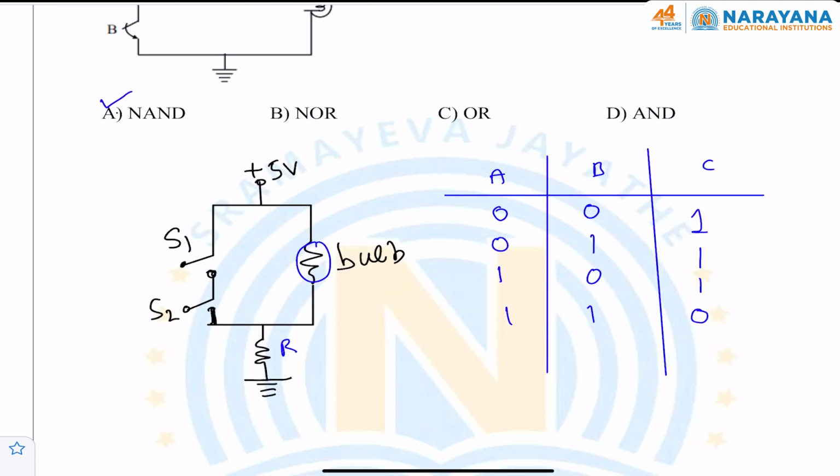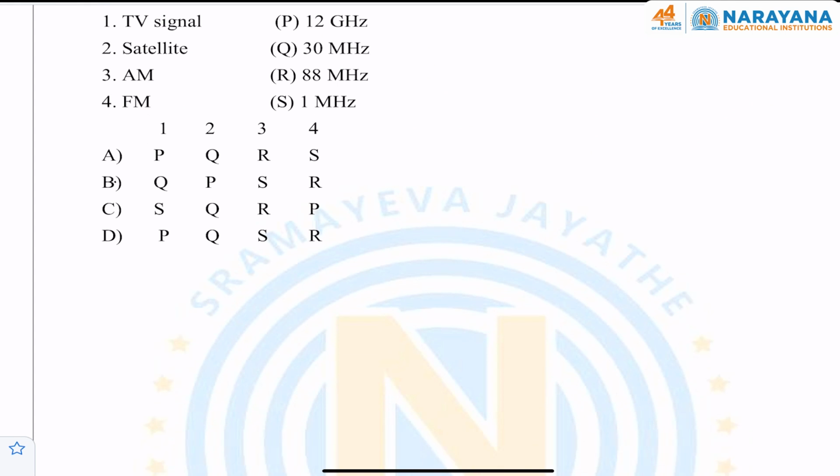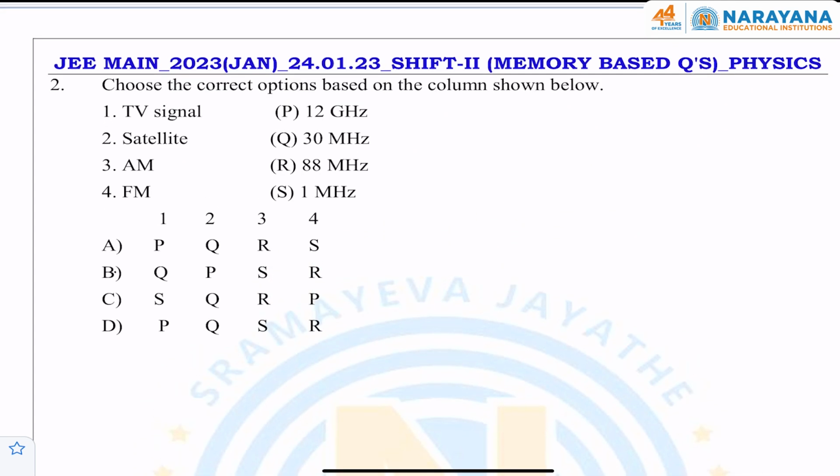Let us go to the second question. Choose the correct option based on the column shown below. Actually, it is matching. Something is missing here. Some range should be there. But according to the given information, we can identify. First of all, we can look at the frequency, means the FM radio station consists of a bandwidth of 88 megahertz to 108 megahertz. So clearly it belongs to this.